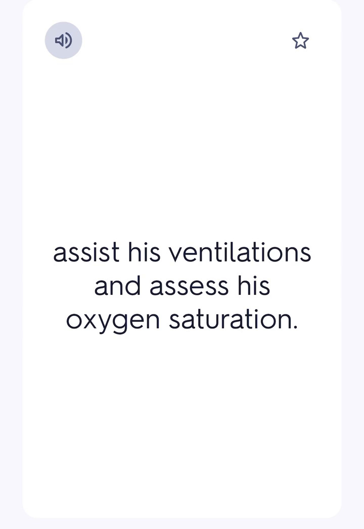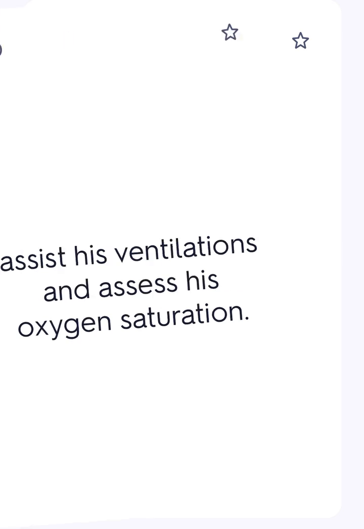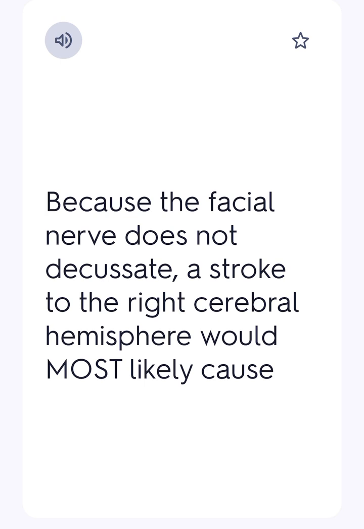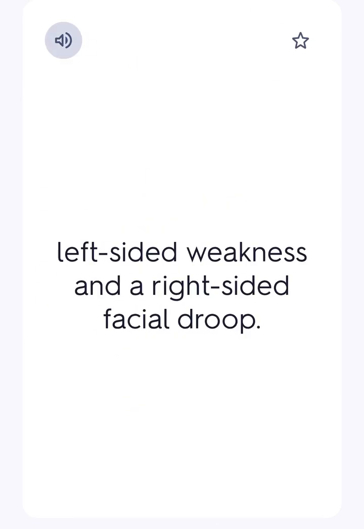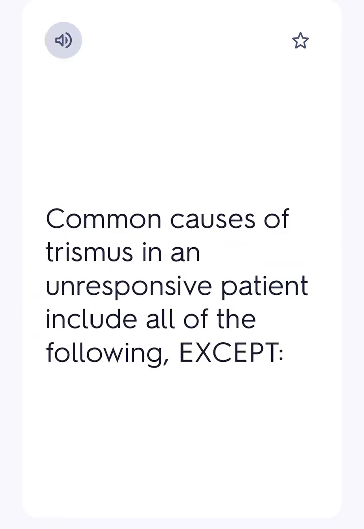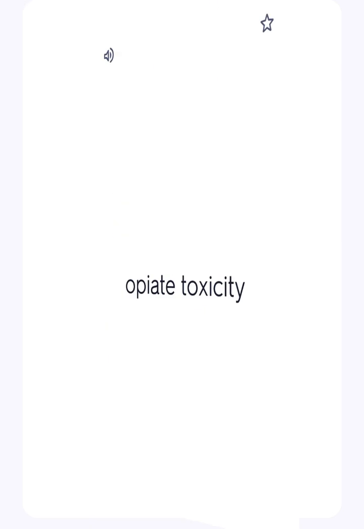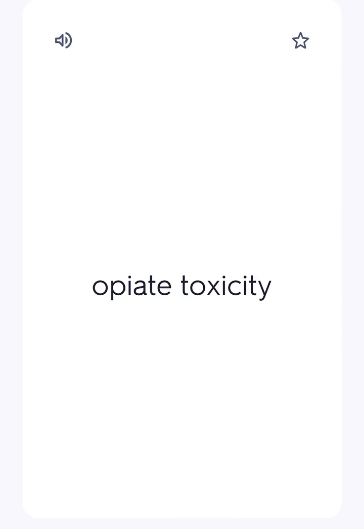Assist his ventilations, and assess his oxygen saturation. Because the facial nerve does not decussate, a stroke to the right cerebral hemisphere would most likely cause left-sided weakness and right-sided facial droop. Common causes of trismus in an unresponsive patient include all of the following, except opiate toxicity.